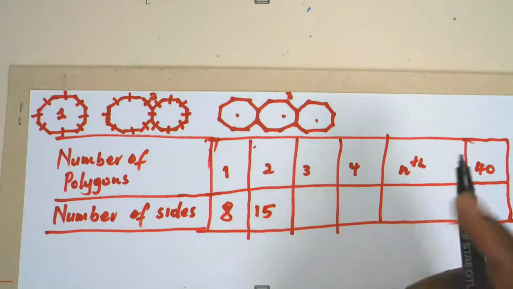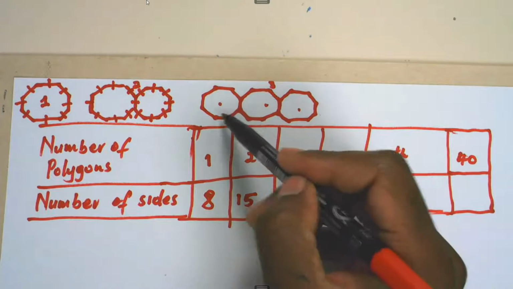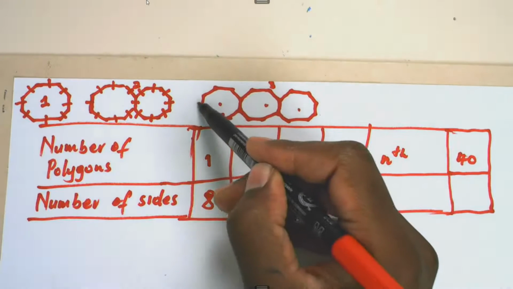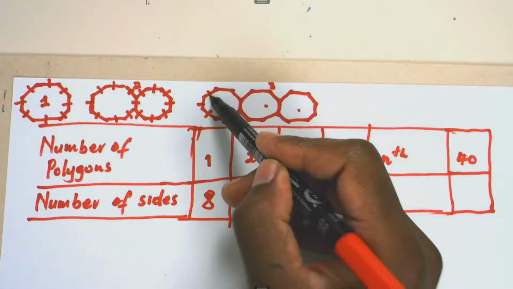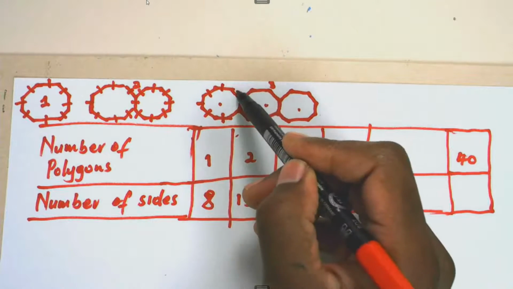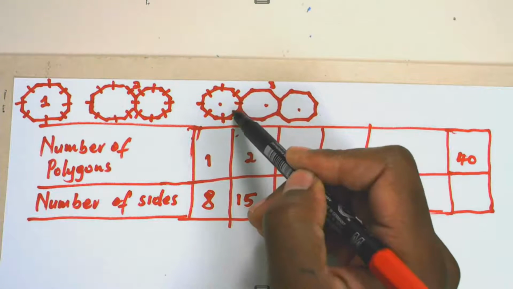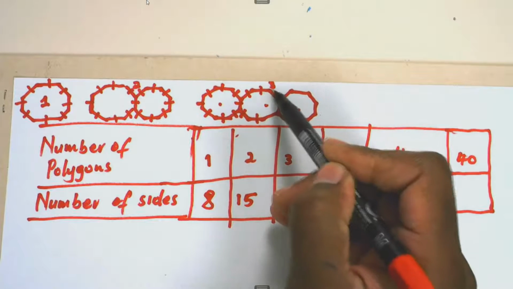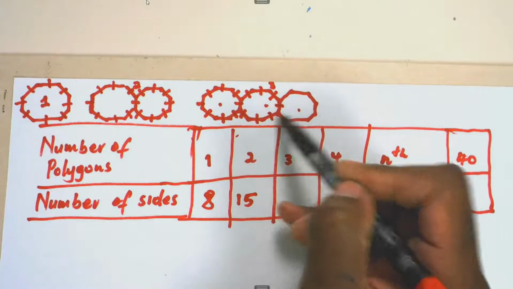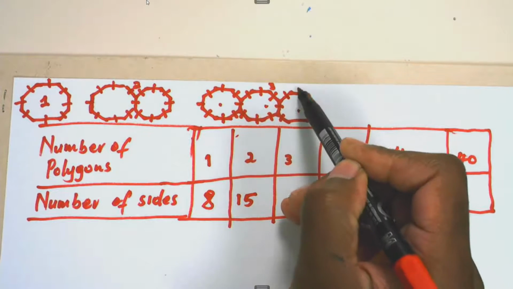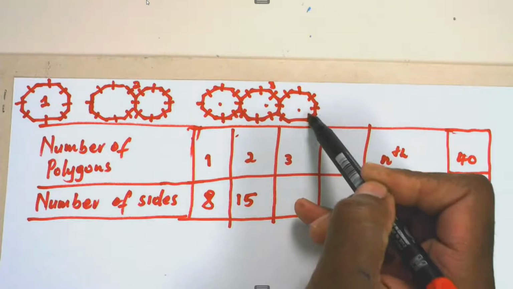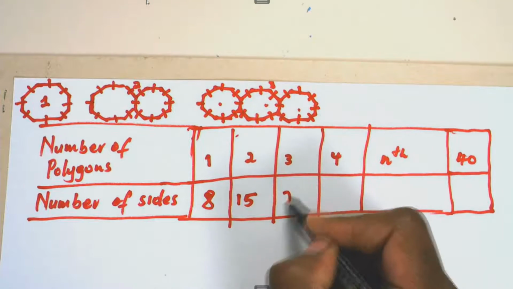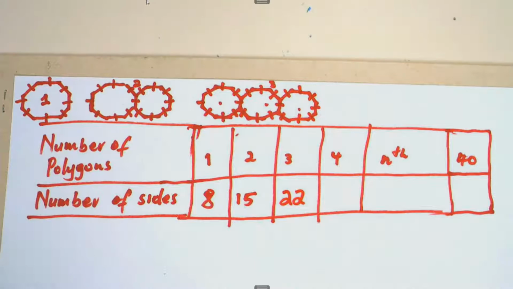And then we write it. Then the third one: 1, 2, 3, 4, 5, 6, 7, 8, 9, 10, 11, 12, 13, 14, 15, 16, 17, 18, 19, 20, 21, 22. It has got 22 sides.